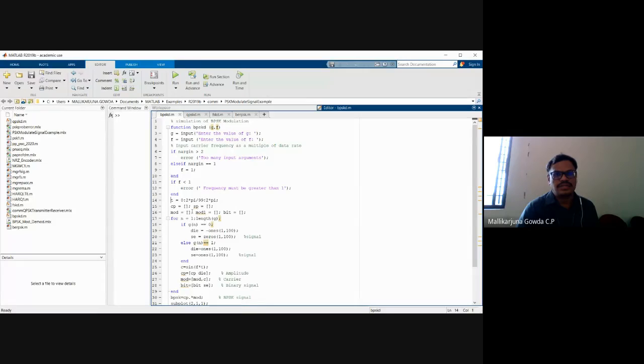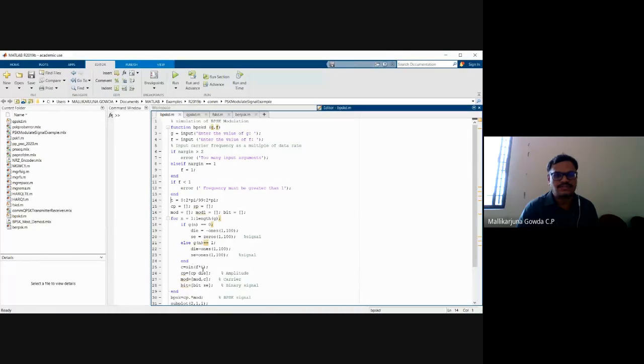And this is my clock pulse. So these are the variables I defined: modulation 1, and what is the input bit sequence. So I'm looping for n equal to 1 to length of g, where g is my input sequence. For that I am checking the binary data, whether it is 0 or 1. That decides how I represent 0 and 1.